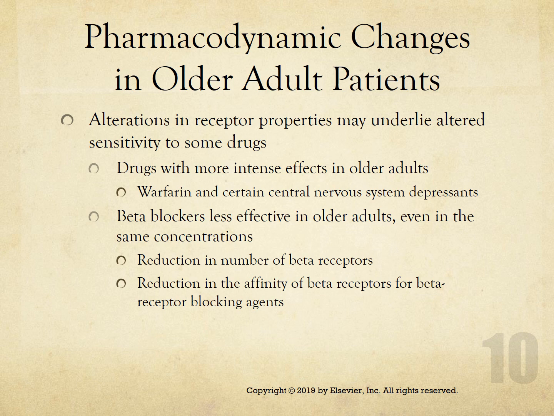Pharmacodynamic changes in the older adult. There are alterations in the receptor properties. So drugs with more intense effects in older adults, like warfarin and certain central nervous system depressants. So you have to be careful with the dosing of those medications, because with the central nervous system depressants, you don't want the patients getting dizzy, or they're drowsy and they are falling, which can be very serious.